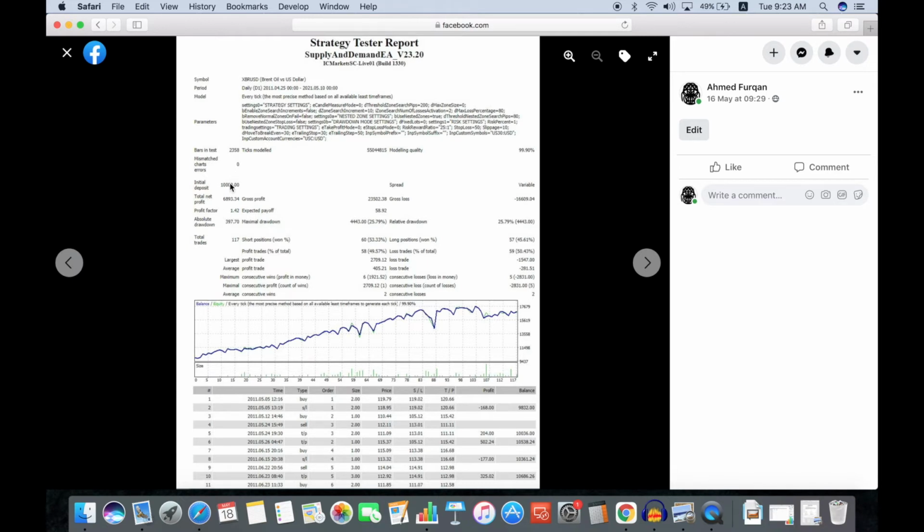Do keep in mind that the initial deposit is $10,000. So the total net profit is 6,893. I think it's around 7 times more than the deposit. So the profit is pretty huge on this. In order to book this profit, you need to have patience for this much drawdown, and you need to sustain this much drawdown, and also these consecutive losses which occurred, there were 5.